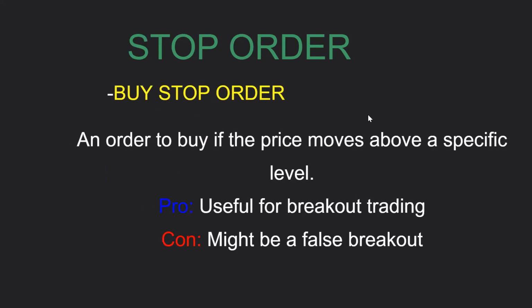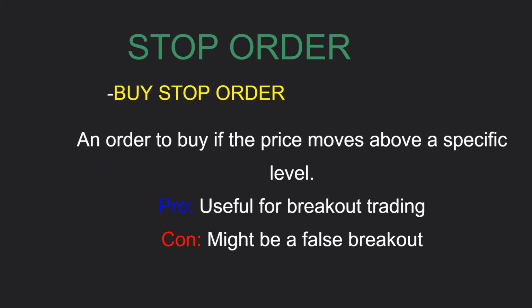Okay. So the next type of order we'll be looking at is the stop order. When it comes to the stop order, there are two types of it. We have the buy stop order and we have the sell stop order. So what a buy stop order does is that it helps to buy if the price moves above a specific level.